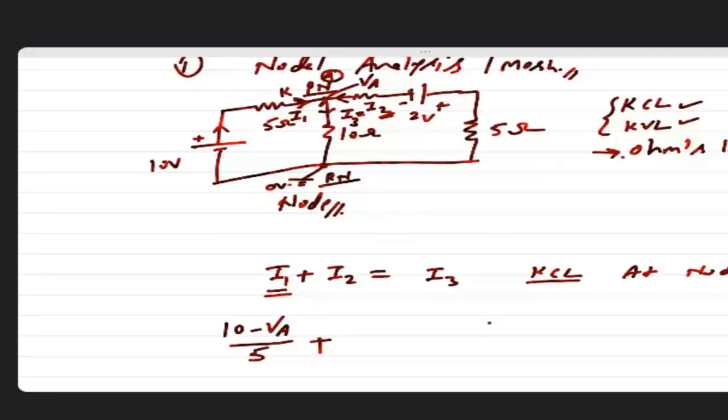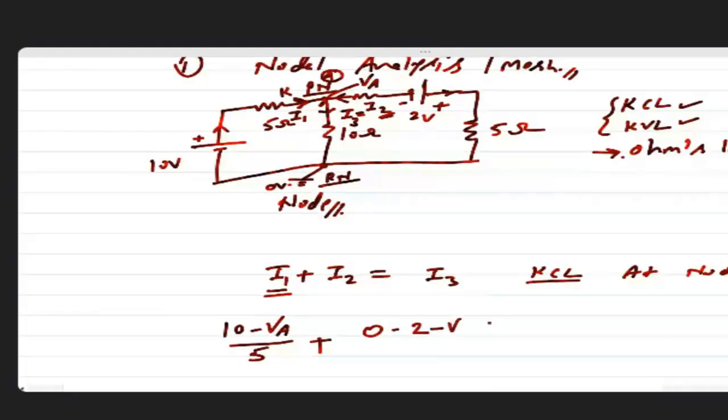What is the voltage of the reference node? 0. So you can write 0 here. Then you can see the tendency of this battery. The tendency of this battery is to release the current from this plus terminal, but you have assumed the current from the minus terminal. So you have to write the potential of this battery with a minus sign, minus 2.